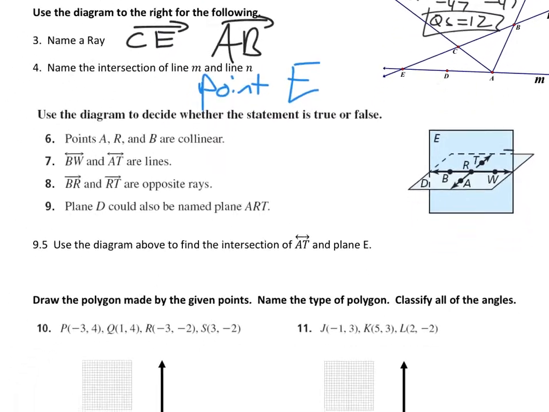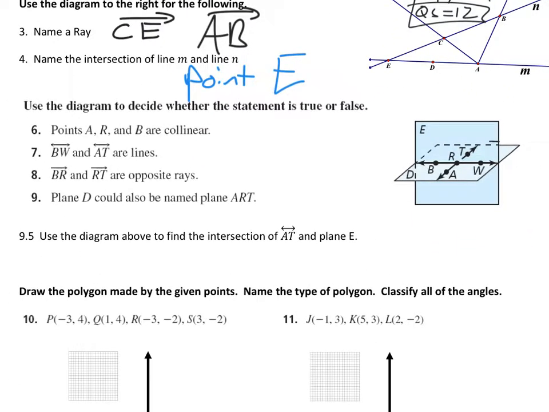Very good. Now we're going to some more vocabulary here. A little true and false. We want to know, are A, R, and B collinear? Well, what does collinear mean? Collinear means on the same line. And so no, these are not on the same line. So that's false, because they're not on the same line. Give a good reason, a little justification there.